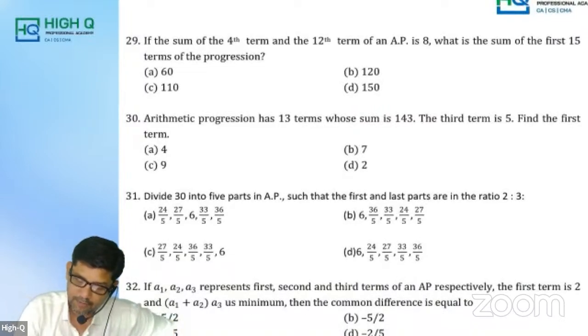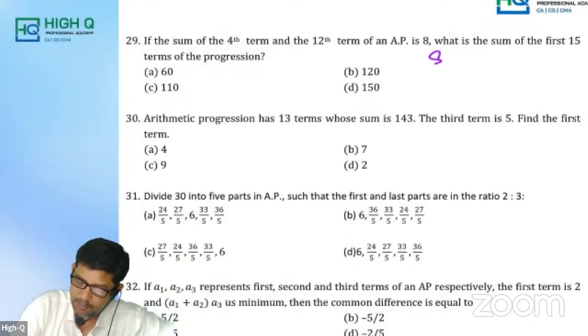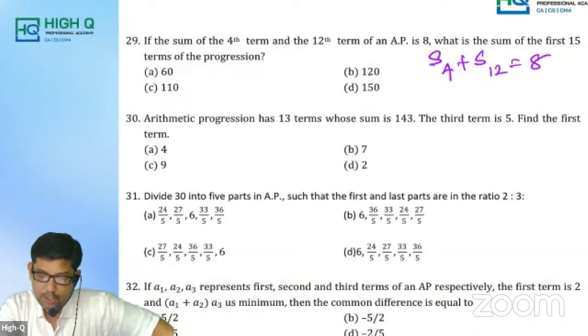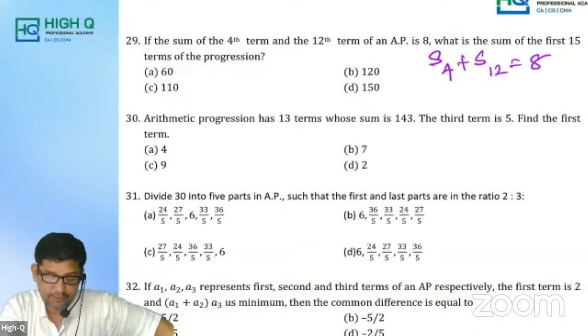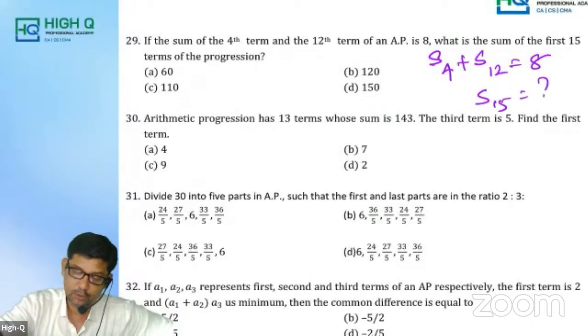Now, if the sum of the fourth term and the 12th term of an AP is 8, what is the sum of the first 15 terms of the progression? Find the sum of the first 15 terms. Find S15. Can you please do it on your own, my dear?